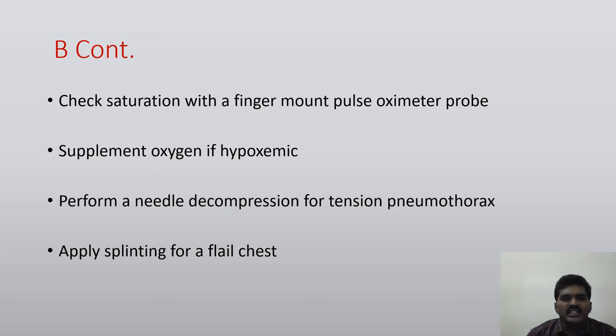Then the primary survey adjunct for breathing is the finger mount pulse oximeter. Check the O2 saturation. Supplement oxygen if the patient is hypoxemic. Perform a needle decompression for a tension pneumothorax, the details of which we will learn in subsequent classes. You need to apply splinting for flail chest.